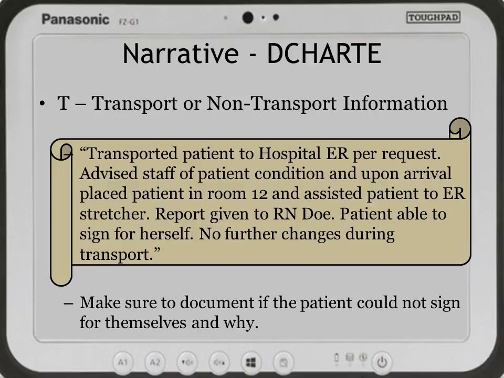The T in the mnemonic is for transport or non-transport information. For example, transported patient to hospital ER per request. Advised staff of patient condition and upon arrival placed patient in room 12 and assisted patient to ER stretcher. Report given to RN Doe. Patient able to sign for herself. No further changes during transport. Make sure to document if the patient could not sign for themselves and why.